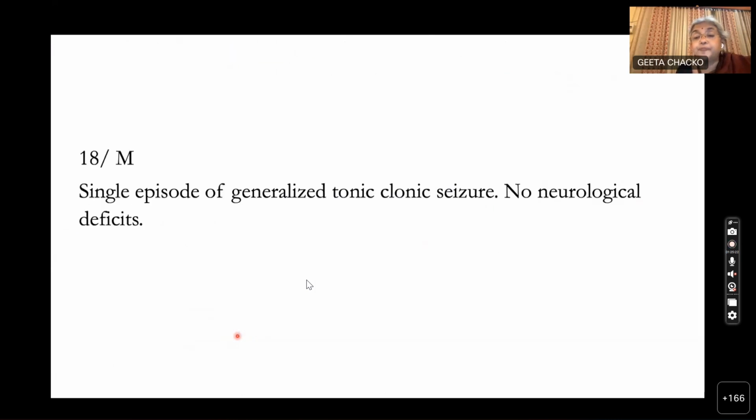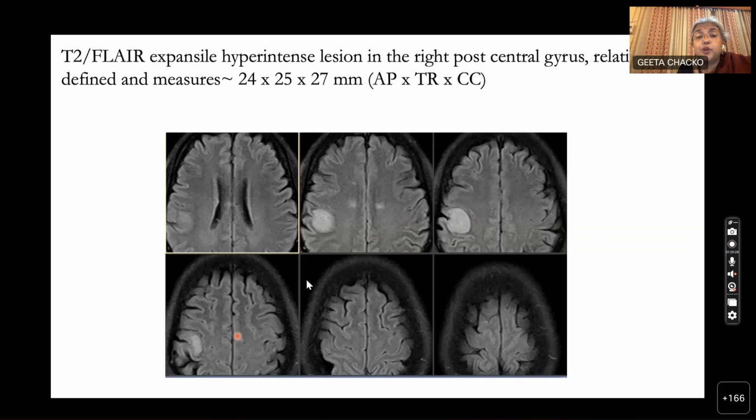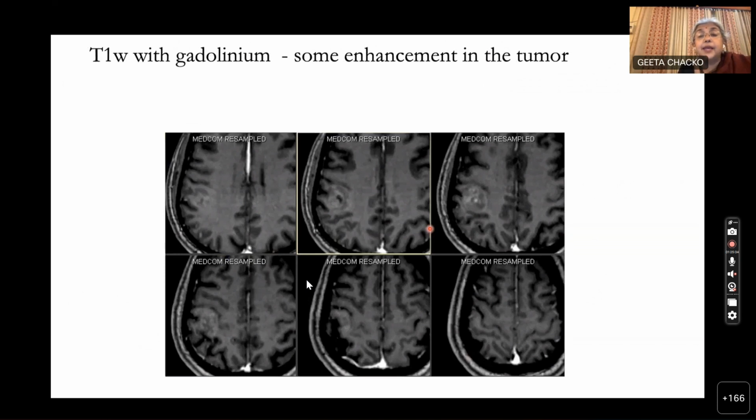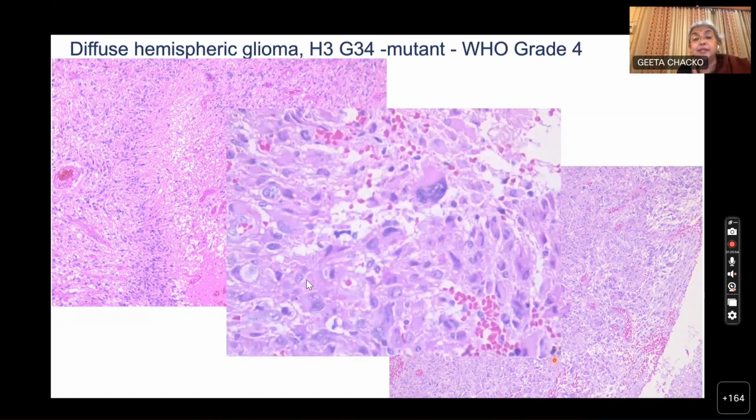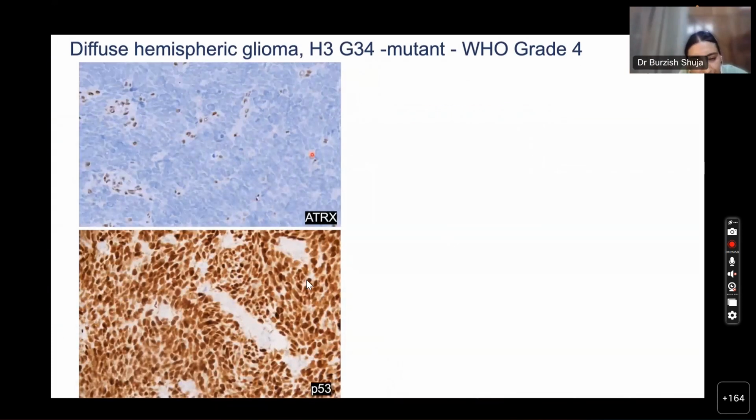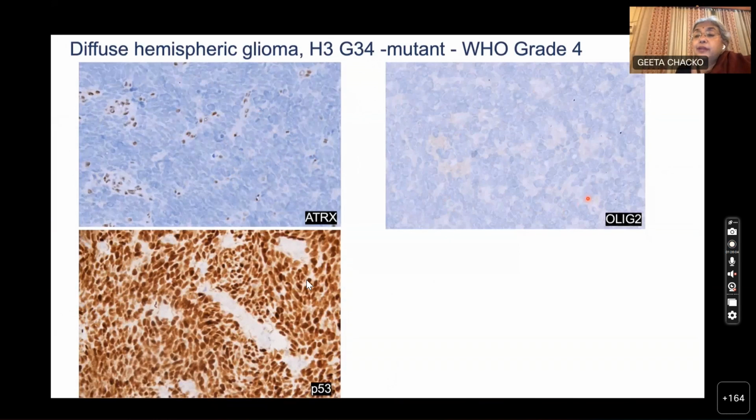for H3 G34 protein. So here's an 18-year-old with a single episode of generalized tonic-clonic seizure, so a short history, and a hyperintense lesion seen in the postcentral gyrus, with some enhancement of the tumor. And you can see what is this here, Pujesh? Necrosis, and this is palisading necrosis. You're seeing microvascular proliferation, multinucleated giant cells like this, and it's showing loss of expression of ATRX, P53 mutant, but it is OLIG2 negative.